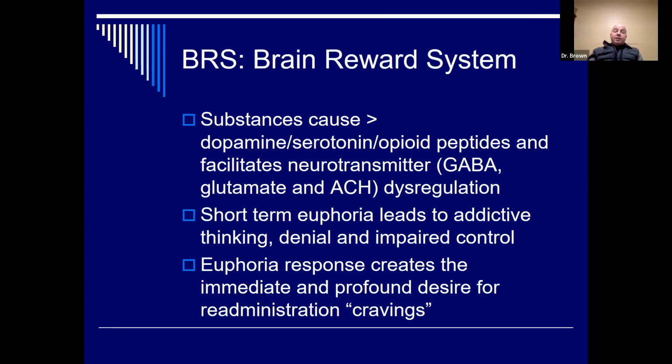So in the brain reward system, the substance causes the release of dopamine, which is a neurotransmitter, as well as serotonin and GABA, and it causes these to excite. They're supposed to be at a normal level, but they get excited, so there's dysregulation going on. And this is only short term. And again, this leads to addiction, denial, and impaired control. So you talk to people that have a substance abuse issue and they'll say, no, I only drink on weekends, or I only drink when I'm stressed, or I only drink when the baby cries.